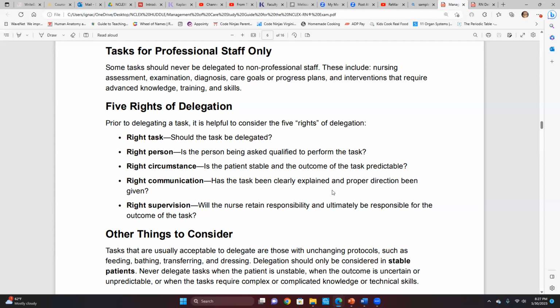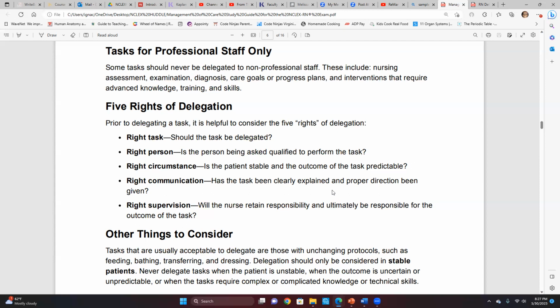Okay. So, should this task be delegated? And remember, we have to delegate within the scope of practice based on the Nurse Practice Acts. If I'm delegating to the LPN, I cannot give anything that requires initial teaching, but they can reinforce teaching, right? Awesome. So those are the 5 rights of delegation.